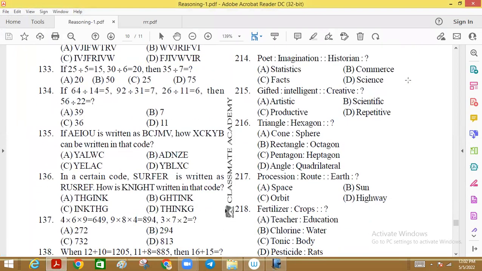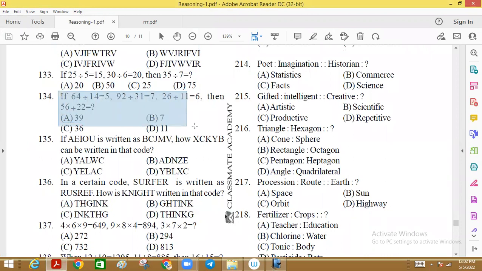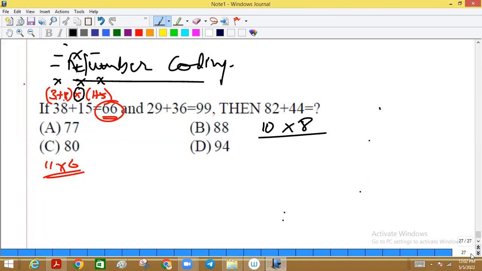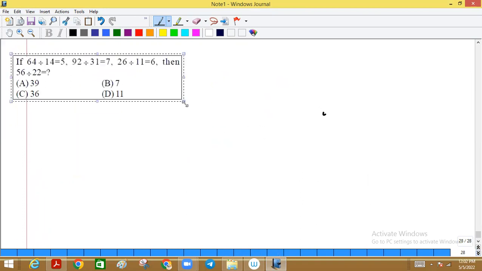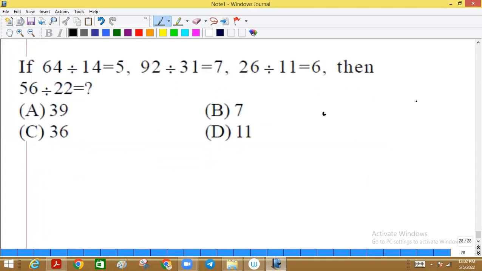Do you want more of these questions to solve number coding? Yeah, we'll solve some 4 or 5 questions. Then you will be able to understand it. Yes.